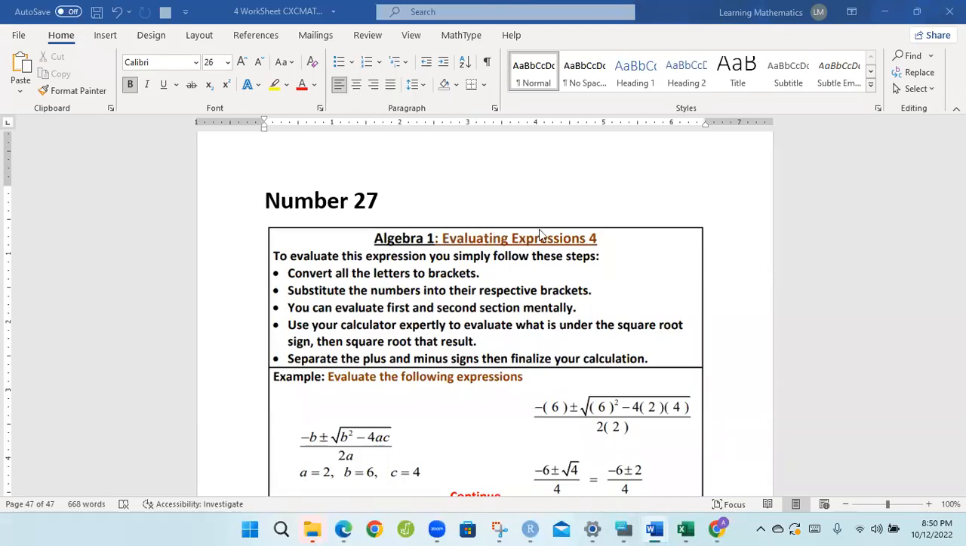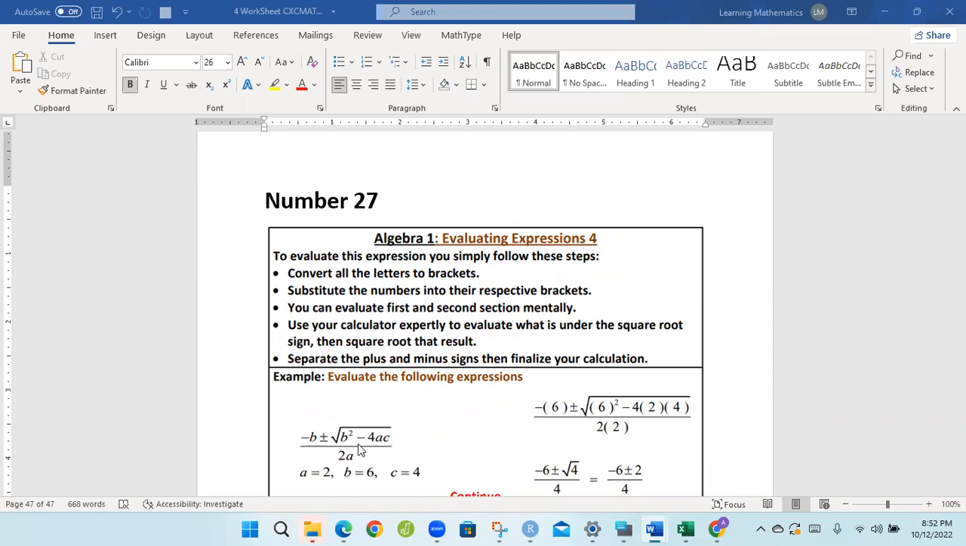Algebra 1, evaluating expressions, number 4. So here you convert all letters to brackets as usual, substitute into the respective brackets and evaluate. You can do mental calculation. And here now you have to do your square rooting for this formula here.